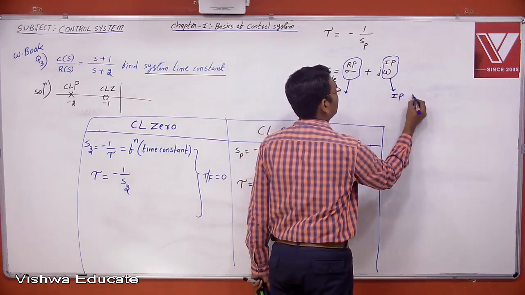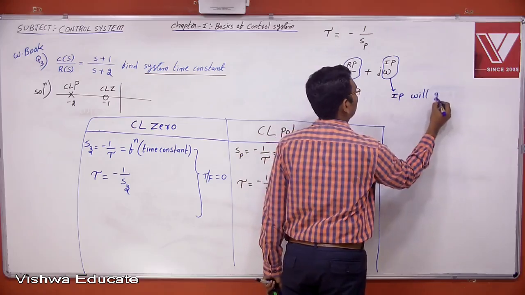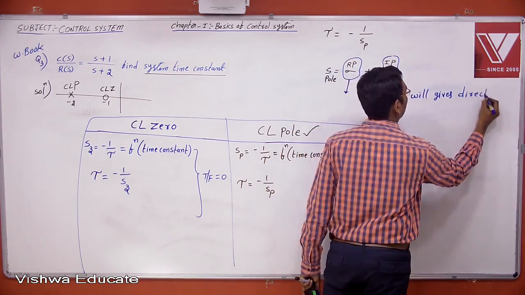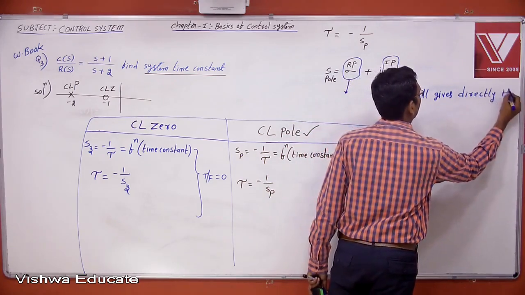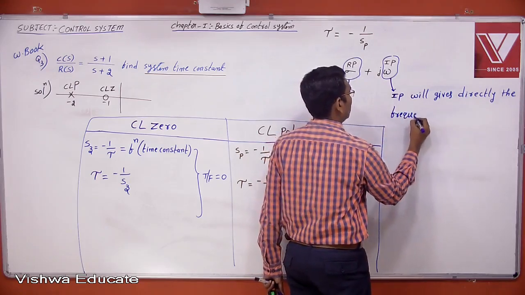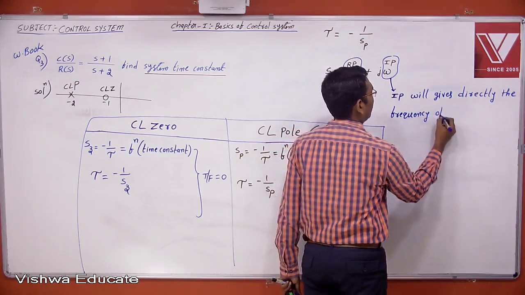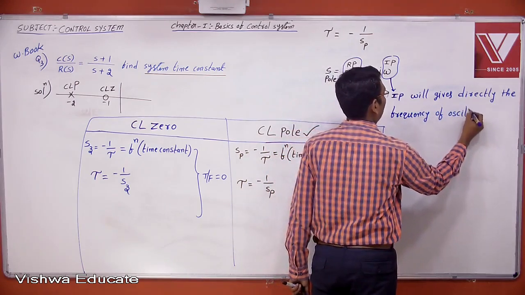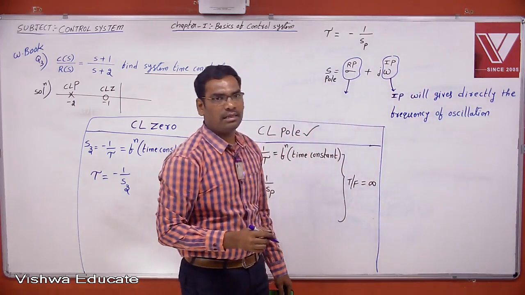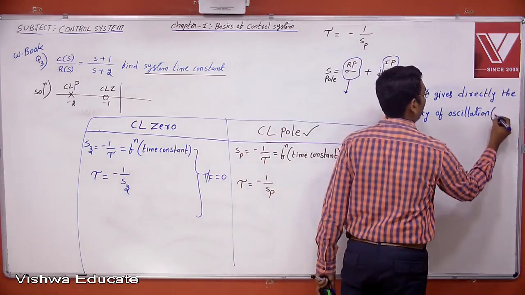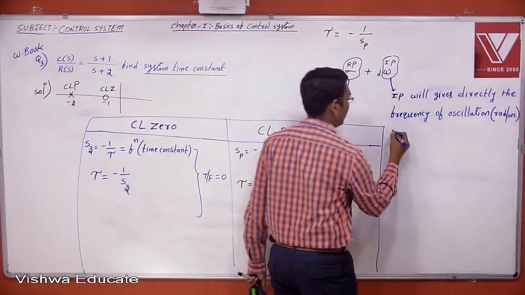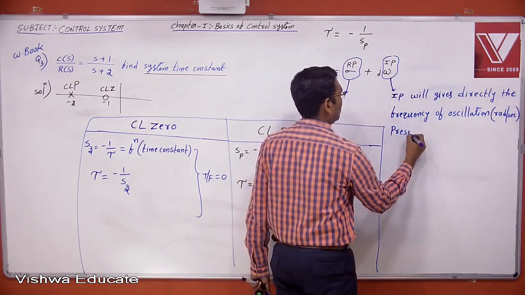The imaginary part gives directly the frequency of oscillations. The name itself, omega, no? This is omega, the frequency of oscillations, whose units are radians per second. The frequency of oscillations present in the response.